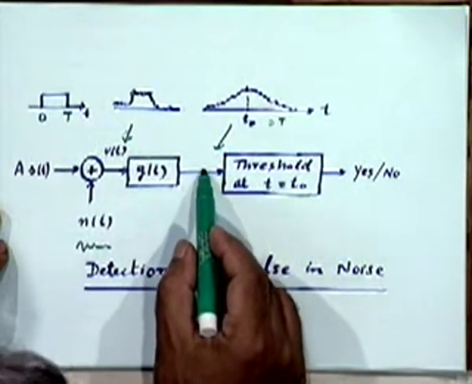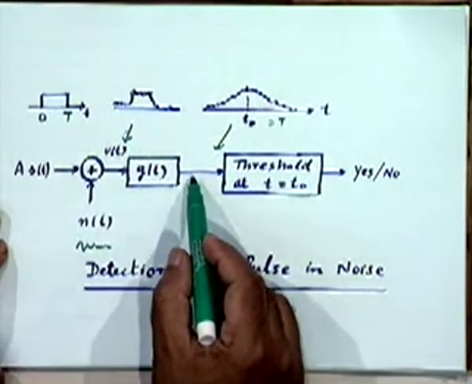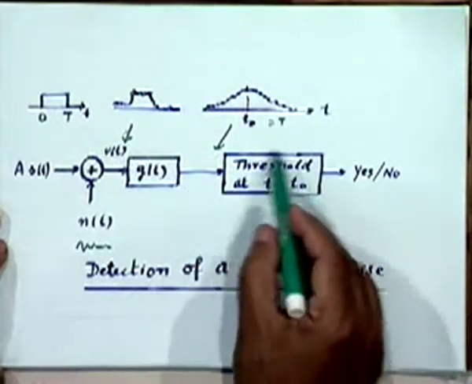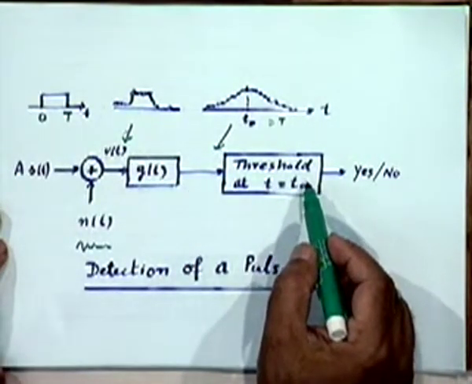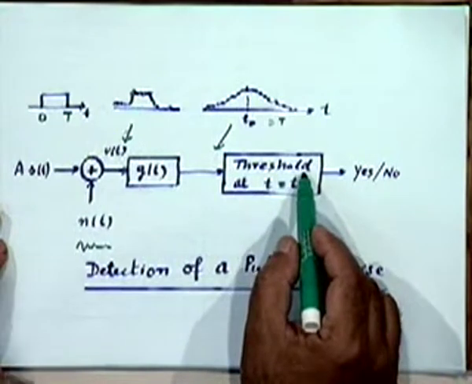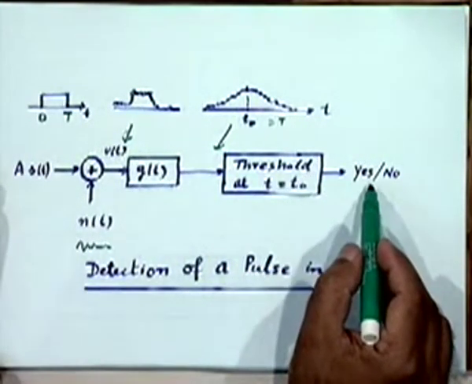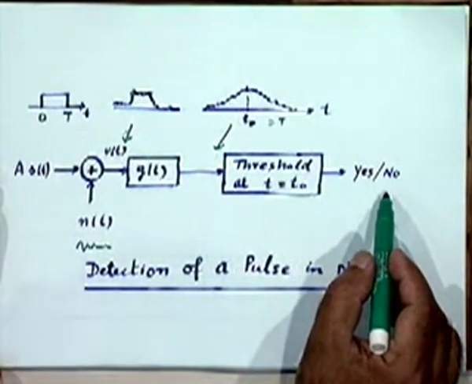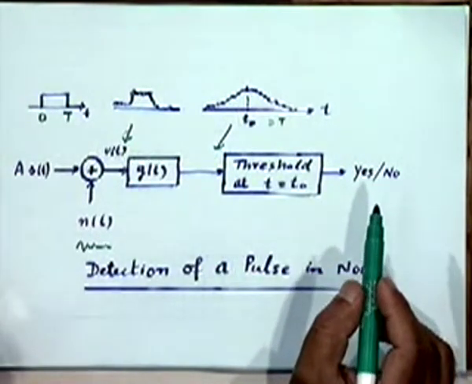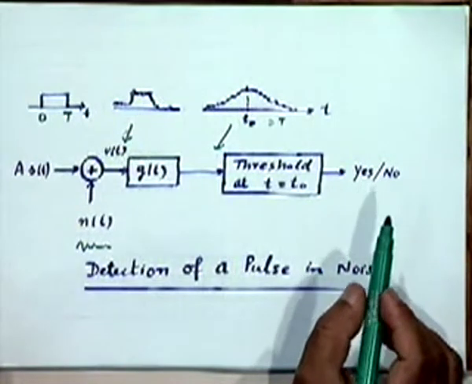Strictly speaking, I should have shown a sampler here which samples the output of this at t equal to T0, which I have just written here, and then compares this sample output with a threshold which is somehow pre-calculated, and that produces a decision, yes or no, whether the signal is present in this interval or is absent.